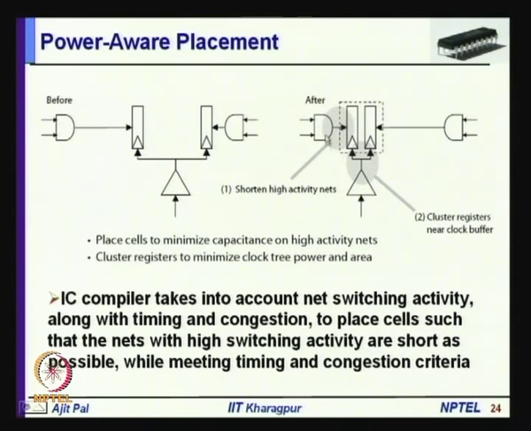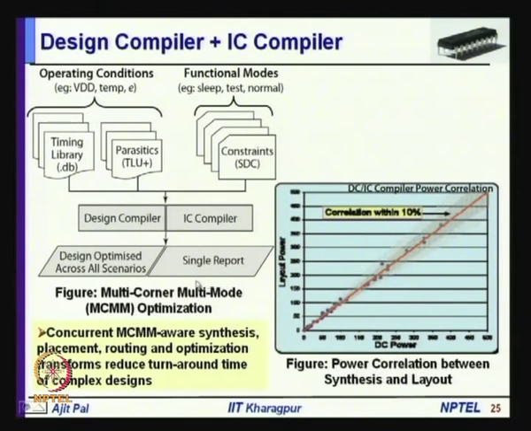So, this tool has reduced the length of this high activity net, and also, for example, this particular clock tree is driving this register as well as this register, and these are wide apart. So, in this tool they have been clustered together to minimize clock tree power and area. So, clock tree power and area is minimized by clustering this part of the circuit, clustering the registers. So, this power aware placement will definitely reduce various parameters that I have already told, particularly it will reduce the power dissipation due to switching activity, and also it will reduce area because it reduces the net length. Okay. So, this shows how the design compiler and IC compiler work together.